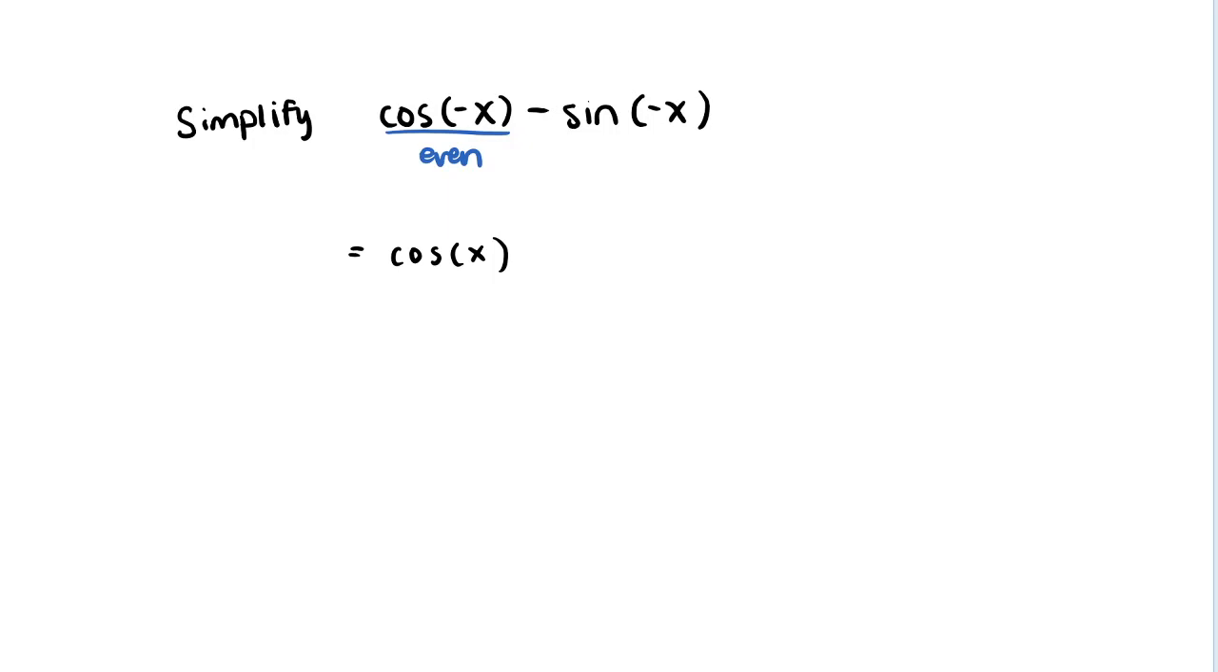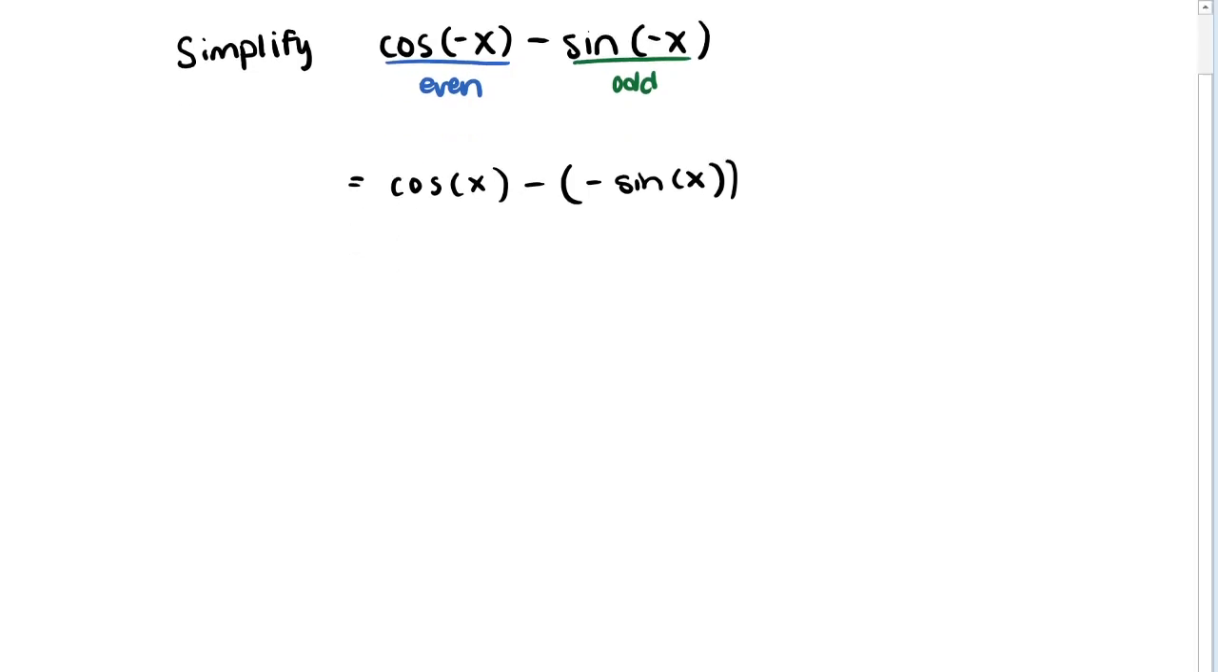And then similarly, sine is an odd function, and so here, sine of negative x is the same as negative sine of x. Negating the input is the same as negating the output, so seeing that negative sign inside the input, I can see it instead in the output as negative sine of x. And so what can we do with this? Well, now we're subtracting away negative sine of x. Subtracting away a negated thing is the same as adding it. So this is really cosine of x plus sine of x.